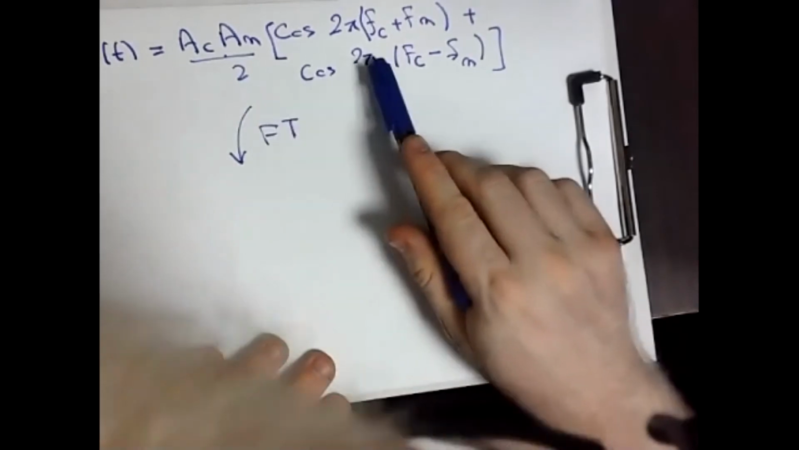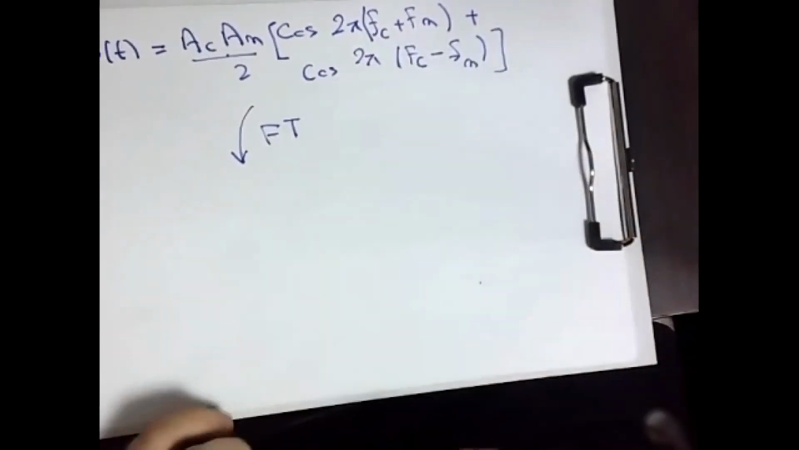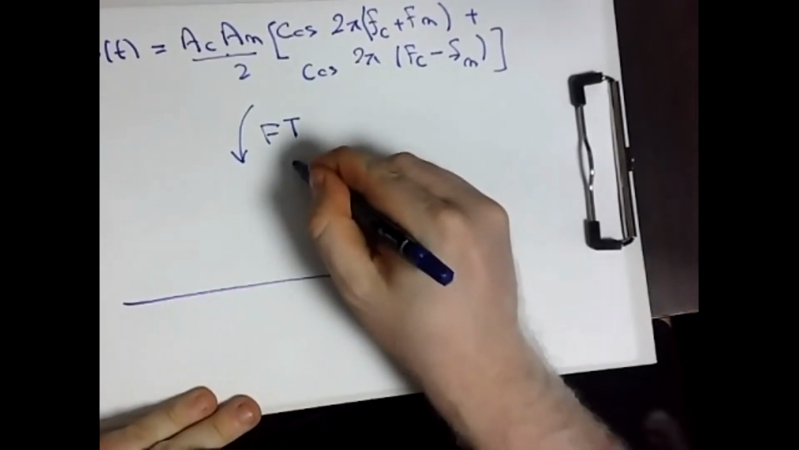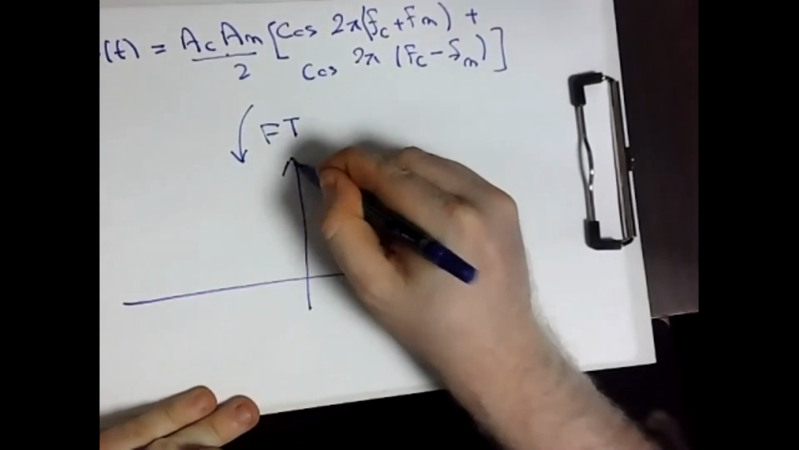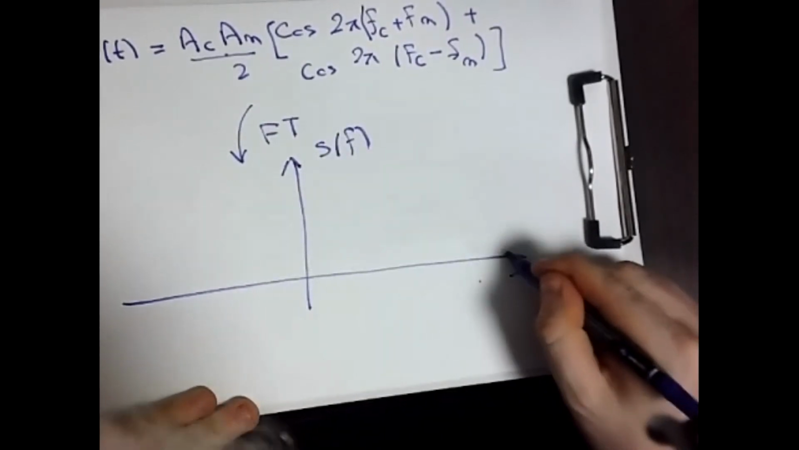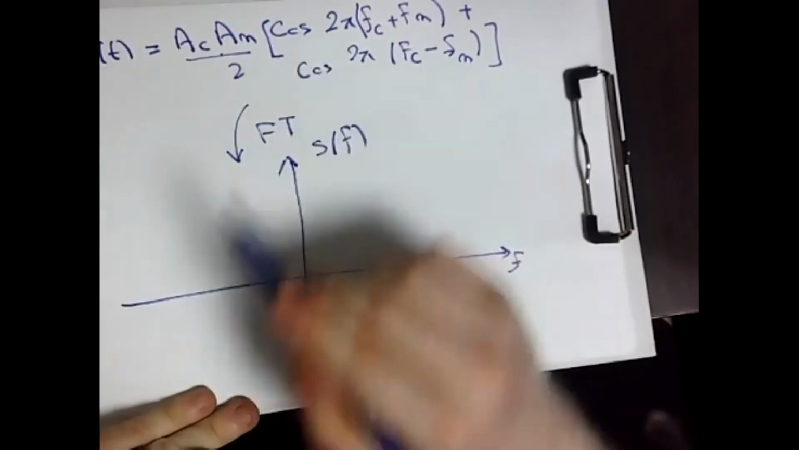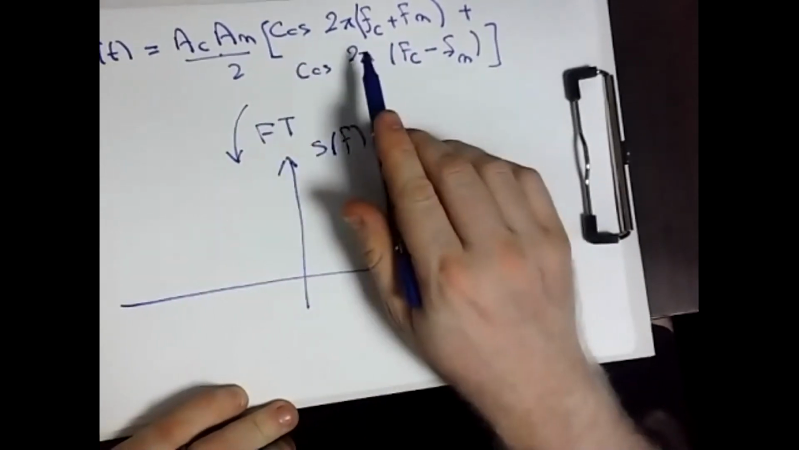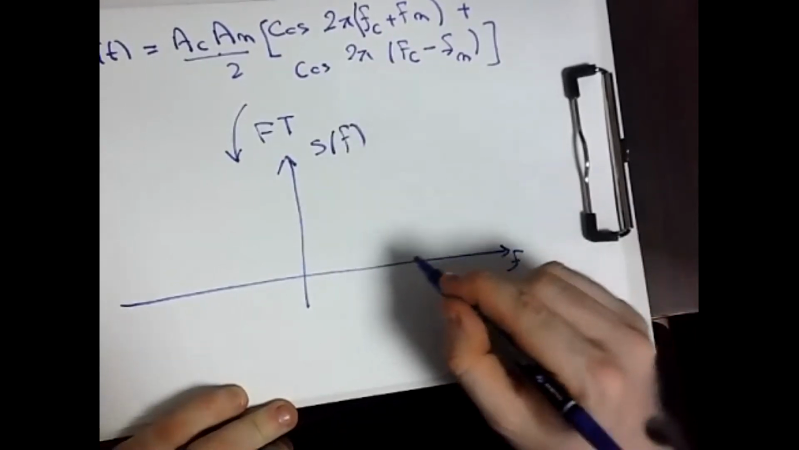The first one has a frequency called FC minus FM, FC plus FM. So what we are going to do is, this is the frequency domain. This is the S of t. Right now this is the S of F, and now this is F. I would like to plot. So first I have a sinusoidal cosine, then I have the frequency called FC minus FM, FC plus FM.